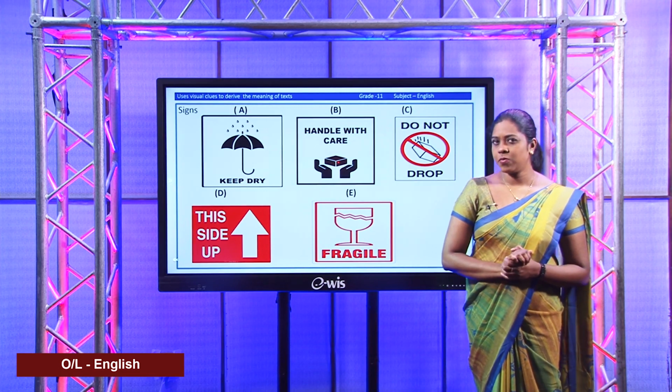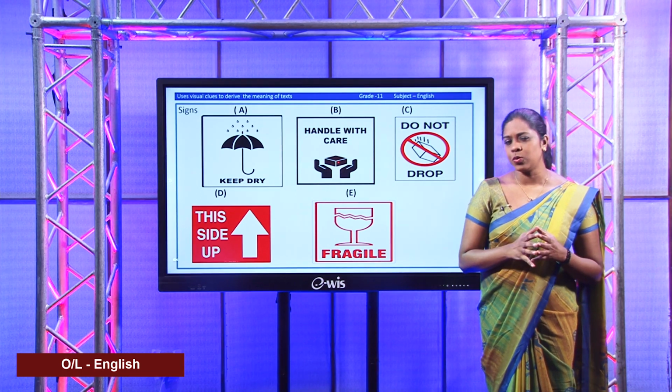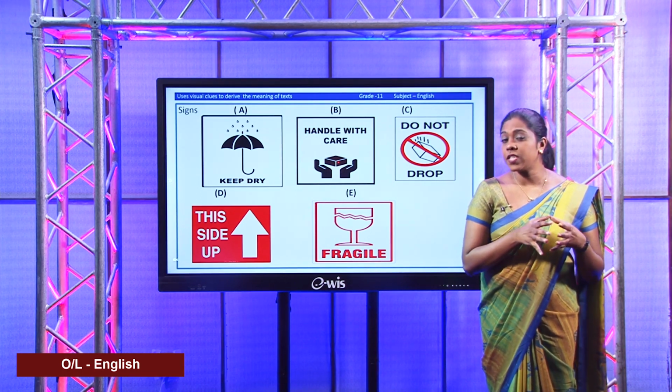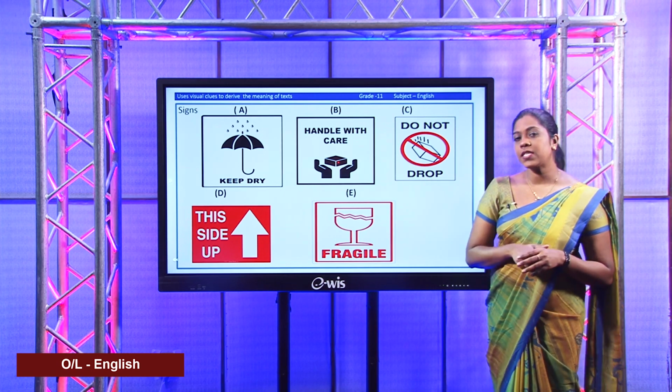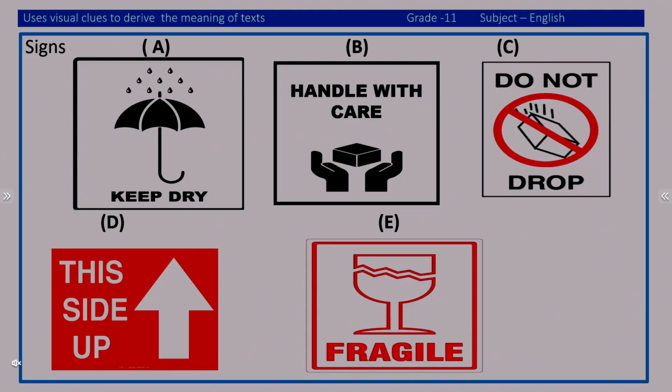Your science teacher wants your help to rearrange the science lab, and she has asked you to keep certain equipment in different boxes and paste these signs on the relevant box. Right? So let's take a look at these signs. First one, keep dry. Observe the visual clue carefully. B, handle with care. C, do not drop. D, this side up. E, fragile.